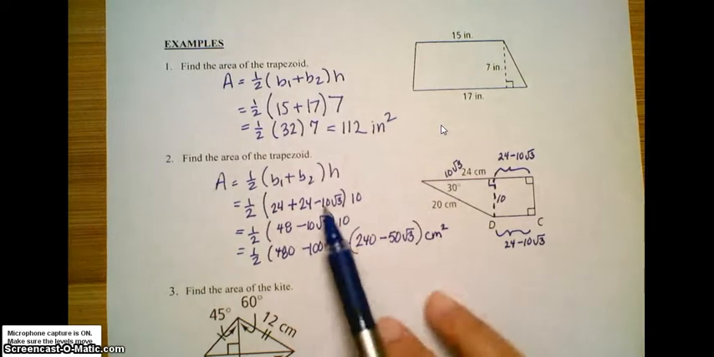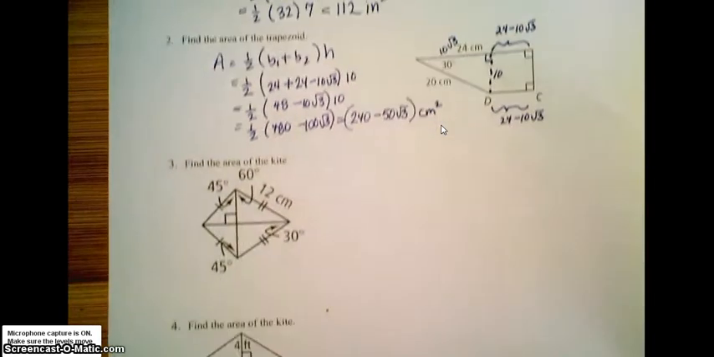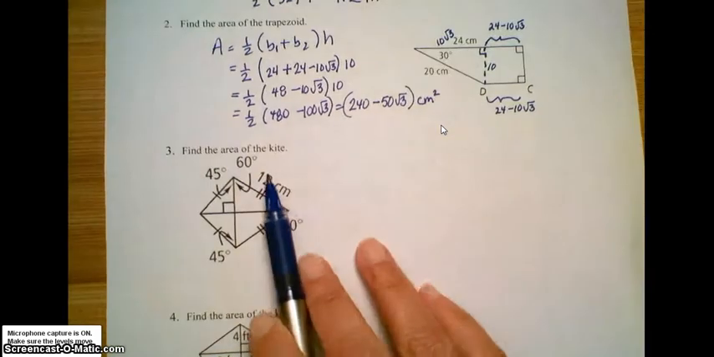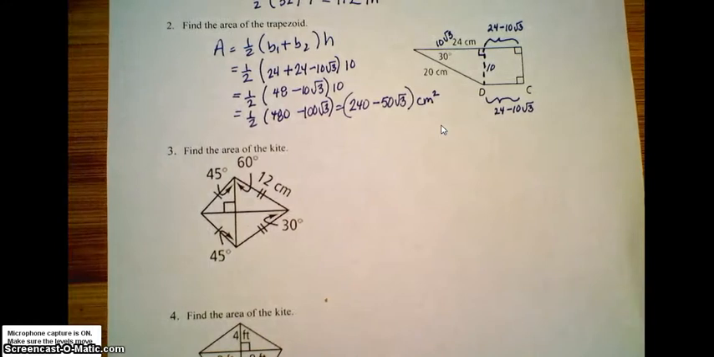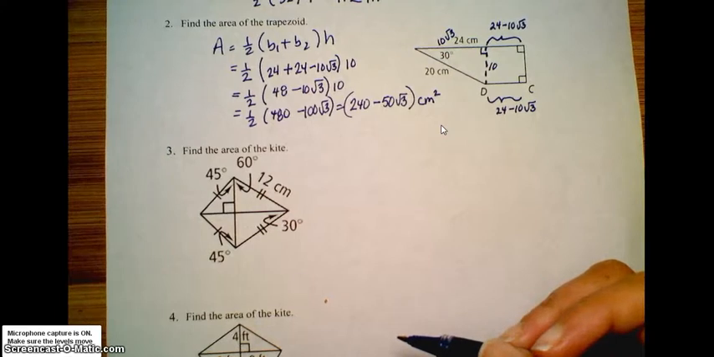So that was a doozy. A lot of good algebra going on in there. Fun times. Okay, so we are going to move on to example 3. We have a kite for example 3. So you'll also notice in that kite we have a lot of 45-degree angles, 60-degree angles, etc.